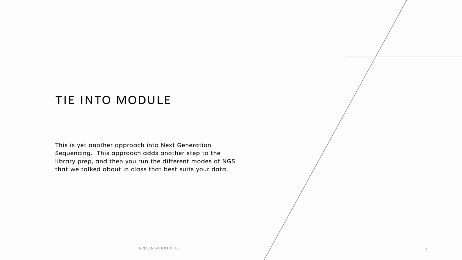This ties into module 2, where we talked about next generation sequencing. We talked about a lot of different approaches to next generation sequencing, and what this approach does is it just adds yet another step in the library prep. Then you can run your different modes of NGS like we talked about in class, that's going to best suit your data, your time frame, and your cost effectiveness.